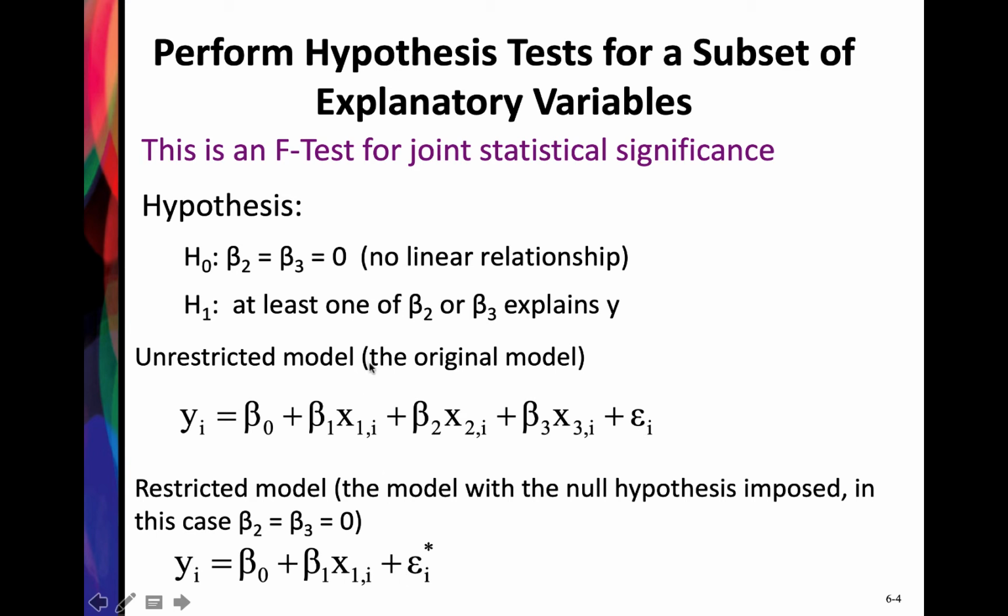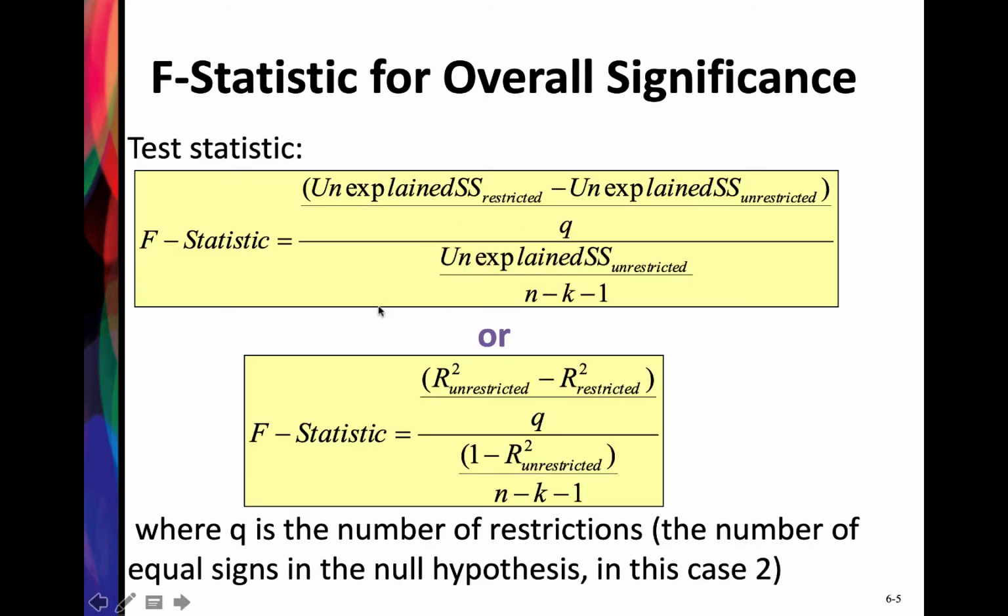This is our unrestricted model. This is our restricted model. We need to run two new regressions. The first regression is with our restricted model. The second one is with our unrestricted model, or vice versa.